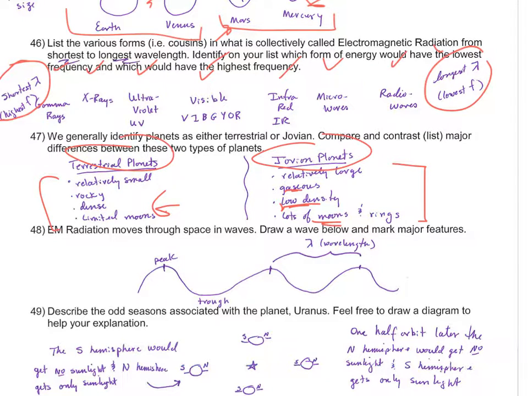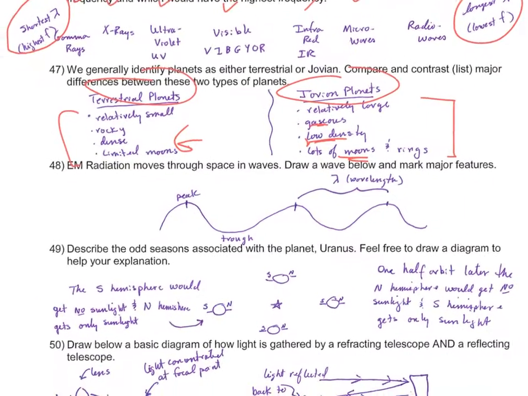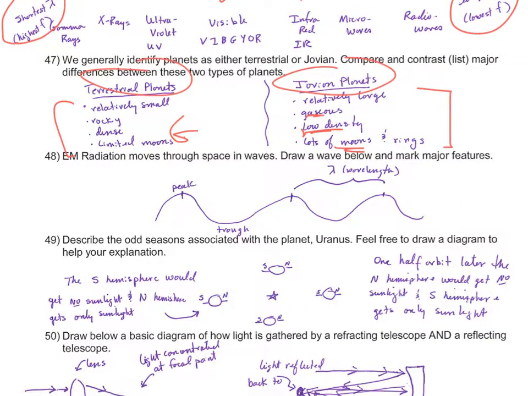So for number 48, and if I was picking ones to answer, I would pick this one. I wanted you to draw major features of a wave. And so we have peaks for a wave, and then we have troughs for a wave, and then from peak to peak or trough to trough is what we call the wavelength. So I was looking for those 3 things.